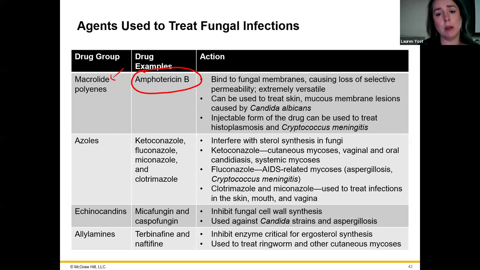Amphotericin B is a pretty big one. It's considered kind of like a next level antifungal. If the other ones didn't work, then they'll come in with the amphotericin B. You guys remember how I told you how I had that fungal sinus infection?